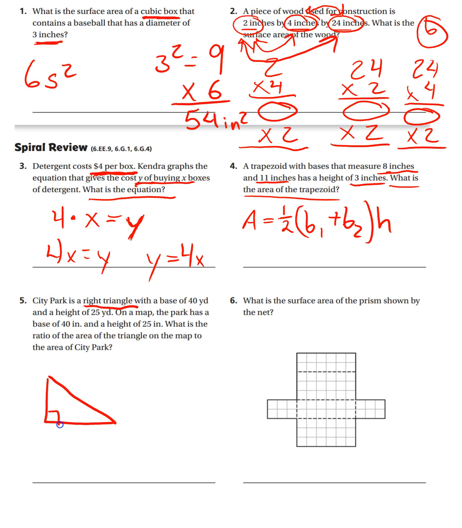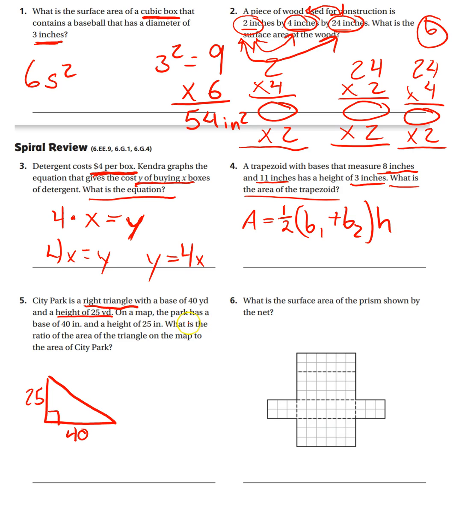That means it looks something like that. The base of 40 yards, so this would be 40, and a height of 25. Okay, there's 25. Again, I'm just writing what I do know. I haven't done any math yet.